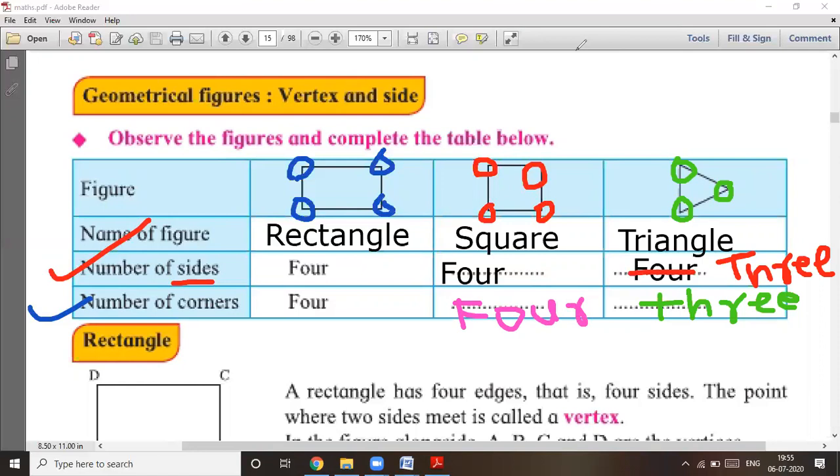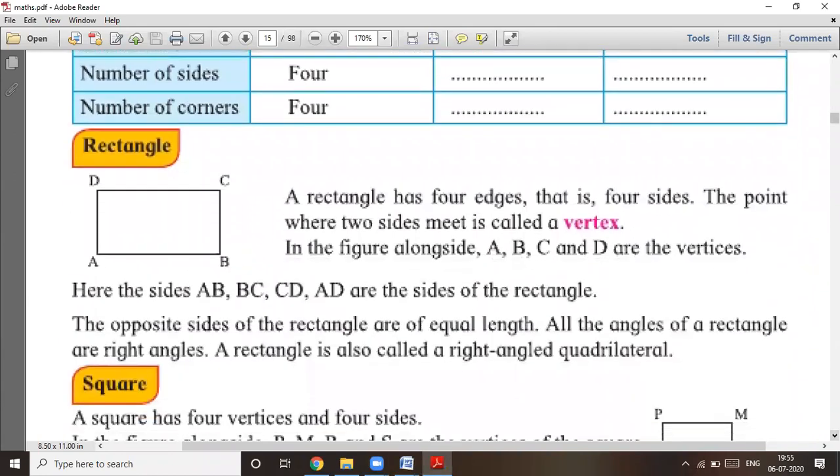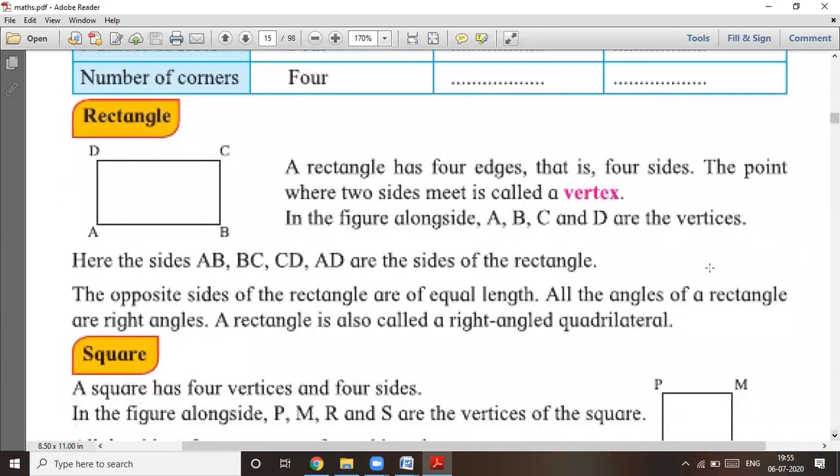So getting guys, so this is your geometrical figure, vertex and side. You have something more to read. तुम्हाला अजून काही महत्त्वाचं बघा. What is rectangle? You have to say what is rectangle. काय बर rectangle? So this is a rectangle. A rectangle has four sides. How many sides are there? Four sides. That is four edges.